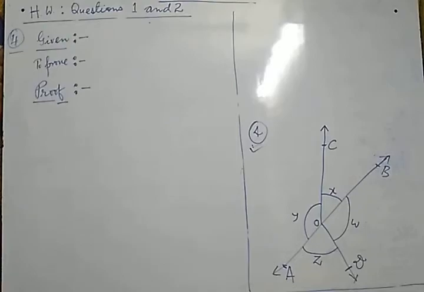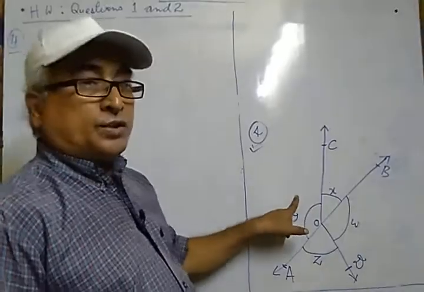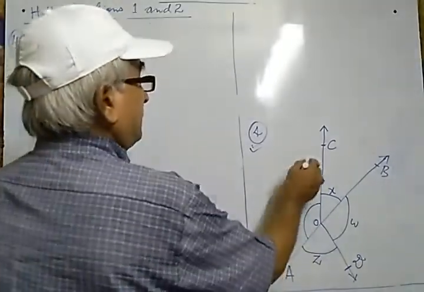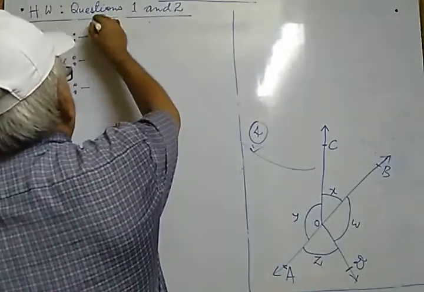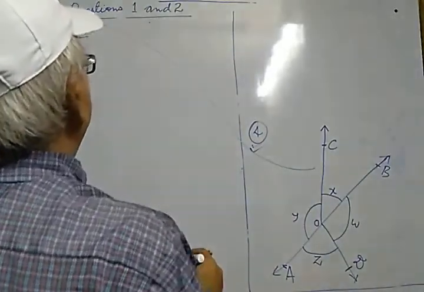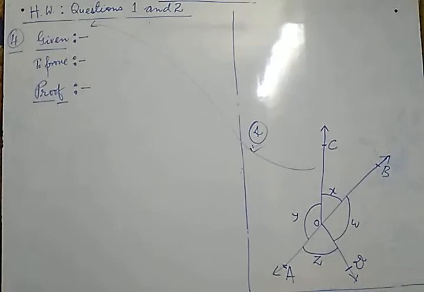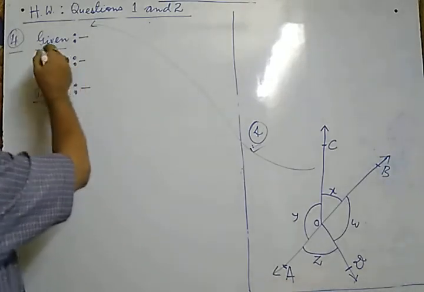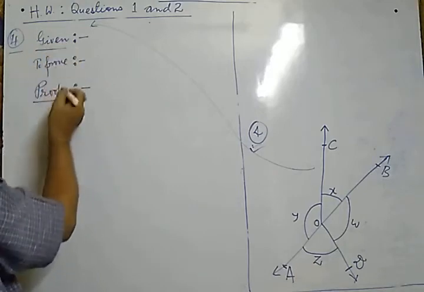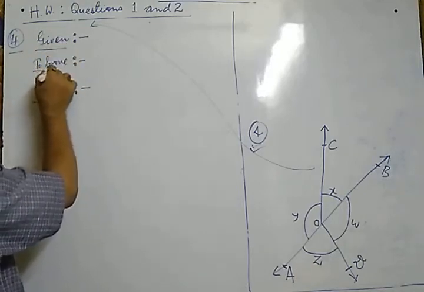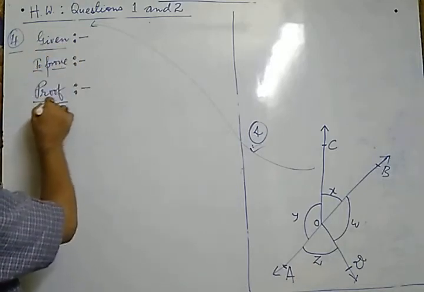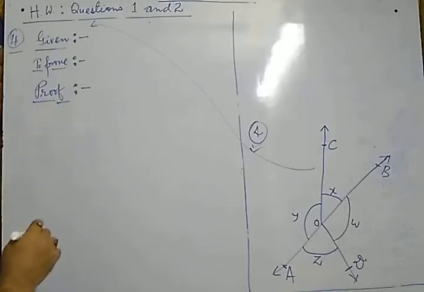Now follow here. This one is the figure of question number 4. So you will draw where? At this place. You have to draw this one at this place. Afterward, you have to note down what is given, what is to be proved, and here the proof. Your solution will be started here.